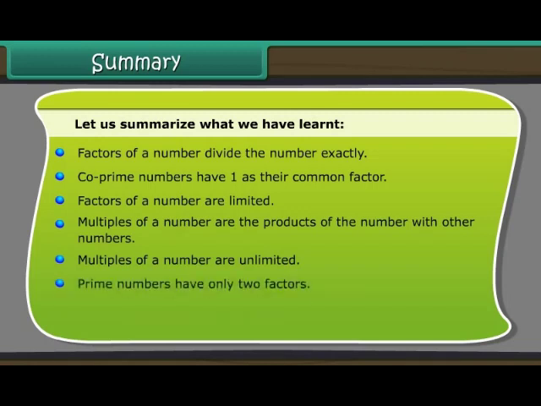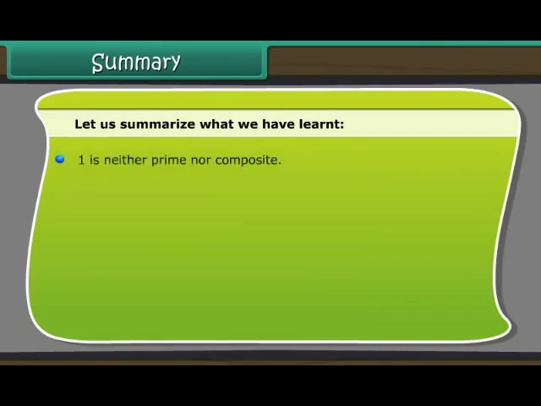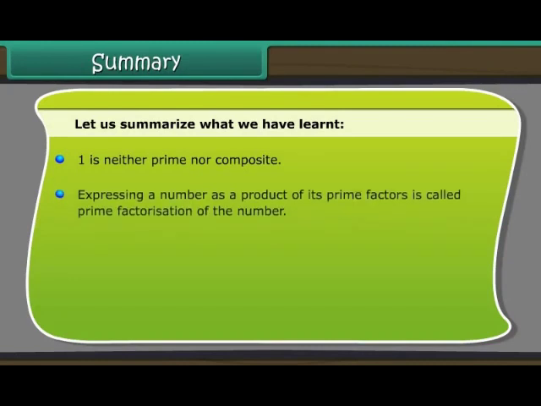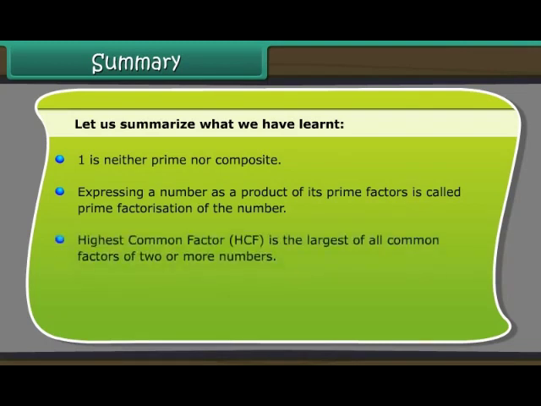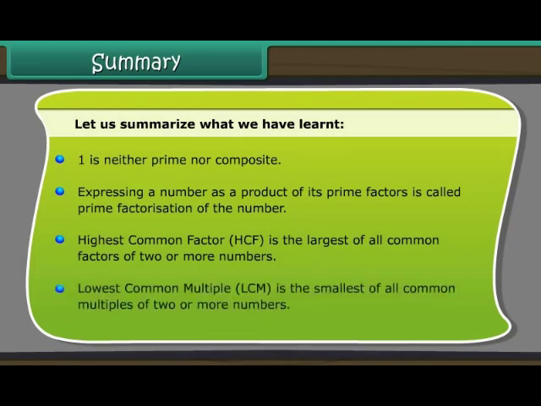Prime numbers have only 2 factors. Composite numbers have more than 2 factors. One is neither prime nor composite. Expressing a number as a product of its prime factors is called prime factorization of the number. Highest common factor, or HCF, is the largest of all common factors of 2 or more numbers. Lowest common multiple, or LCM, is the smallest of all common multiples of 2 or more numbers.